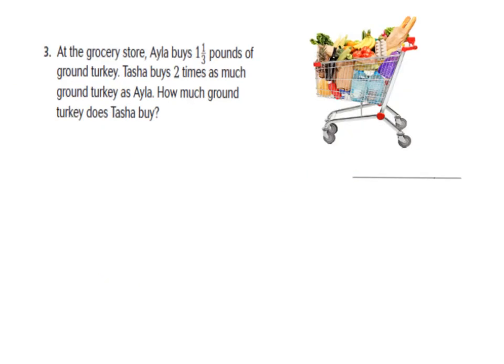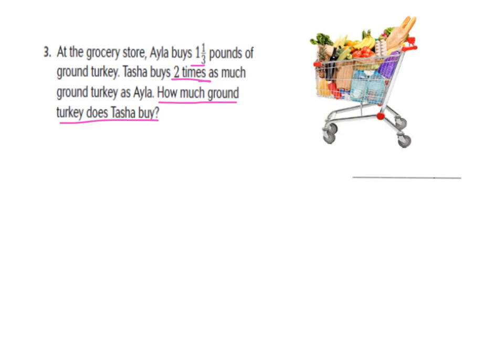Let's look at number 3. Number 3 says, at the grocery store, Ayla buys 1 1/3 pounds of ground turkey. Tasha buys 2 times as much ground turkey as Ayla. How much ground turkey does Tasha buy?